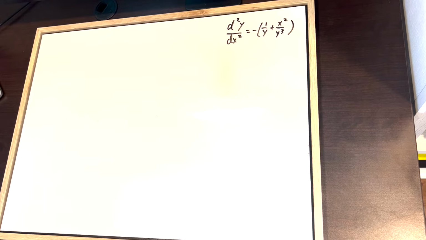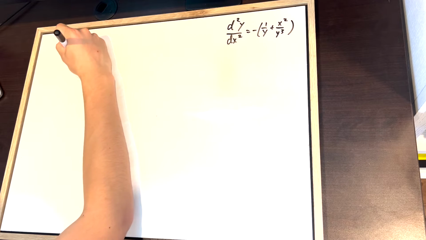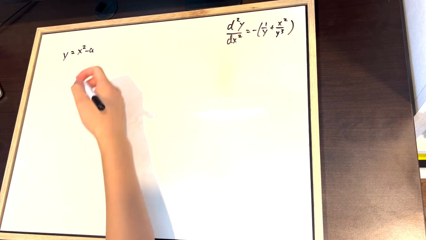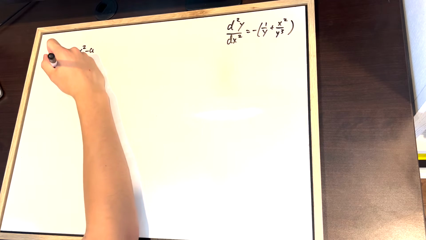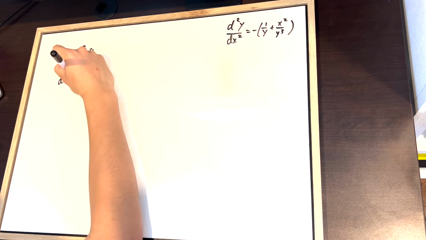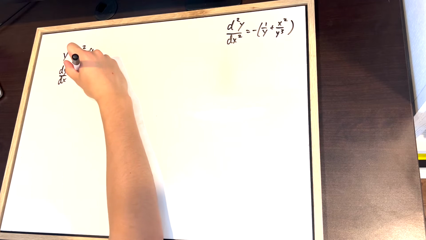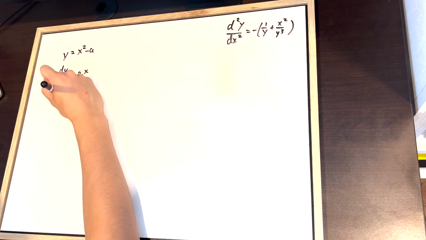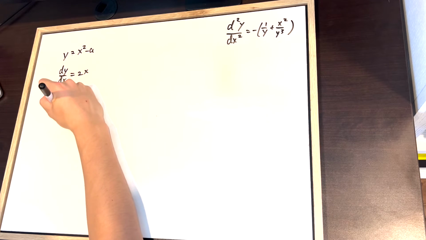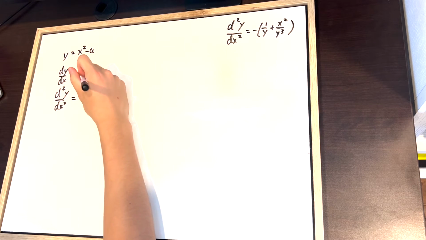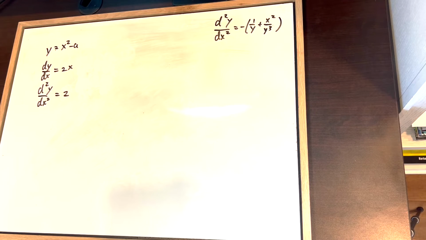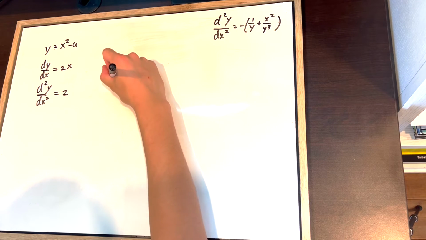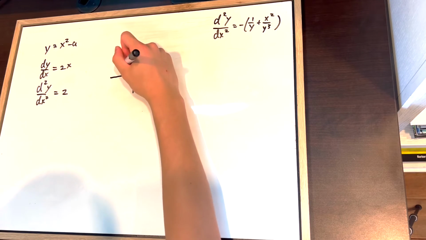Next, we need to find the derivative of y equals x squared minus a. This is very straightforward, as this is an explicit function. We take the first derivative, dy dx, and the derivative of x squared is just 2x, and the derivative of a constant is 0. Then, to take the second derivative, we get d squared y dx squared equals 2. So now we know the second derivatives of both of these functions. Now we have to go back to what the question is asking for.